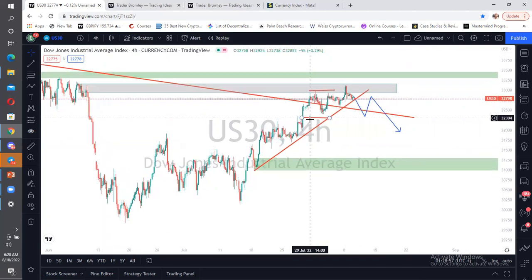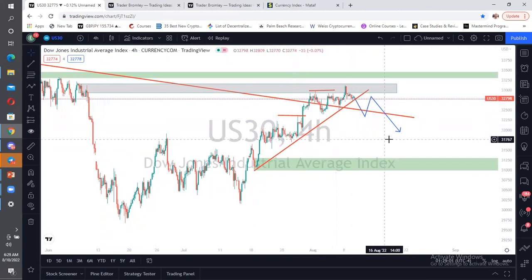As you can see, market is still showing a sign of uptrend. It has not really reversed. But if you go to a lower time frame, you can get a trade, a short trade. All right. So this is what we're expecting from this pair.